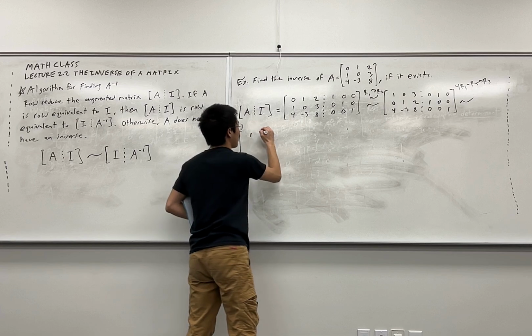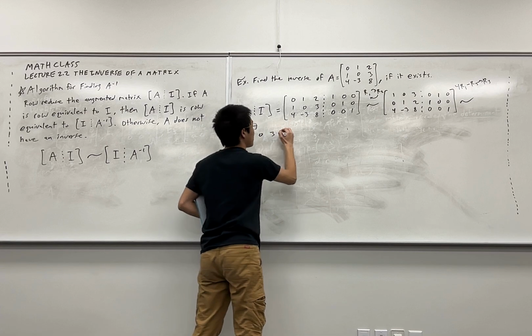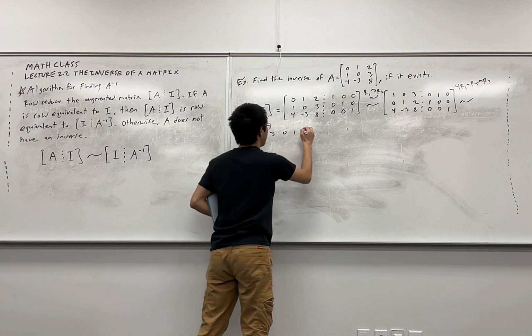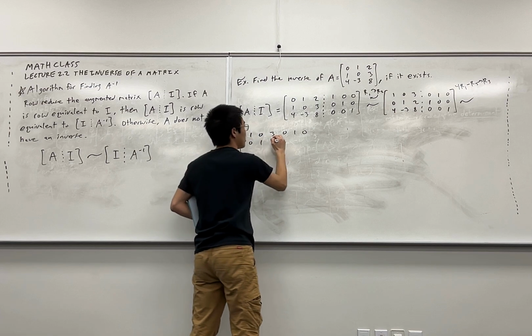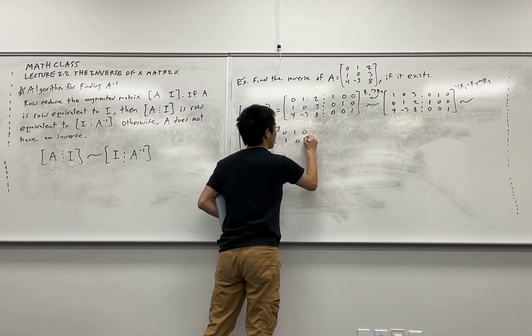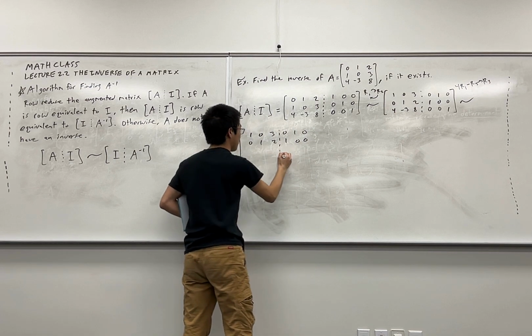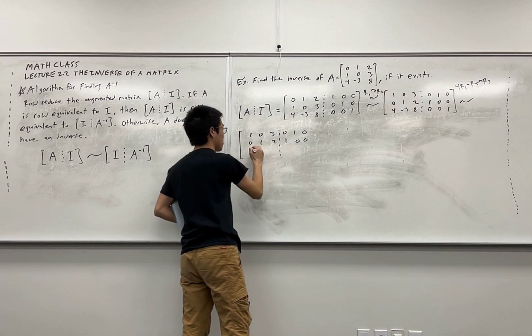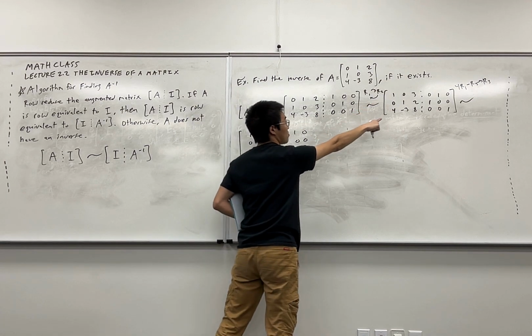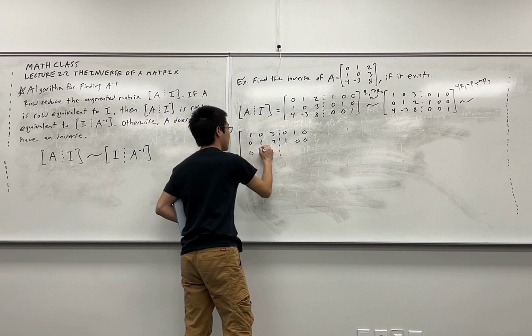So the top row is unaffected. 1, 0, 3, 0, 1, 0, 0, 1, 2. This is also an unaffected row. And then now the actual affected row. 4 minus 4 is 0. 0 minus a negative 3 is positive 3.